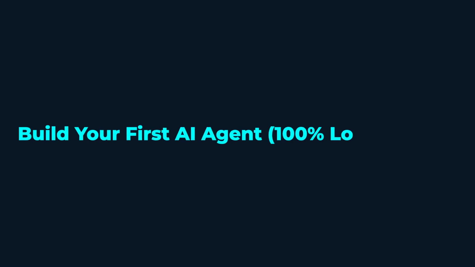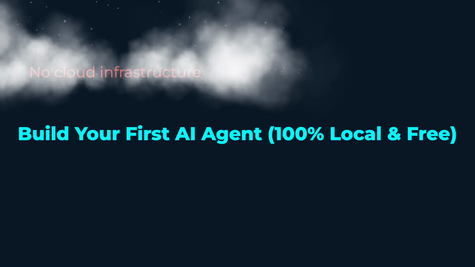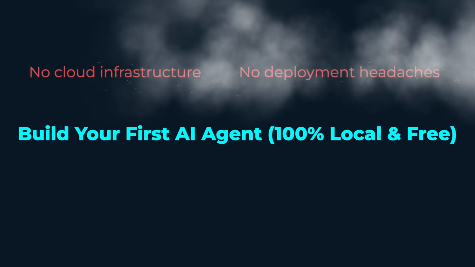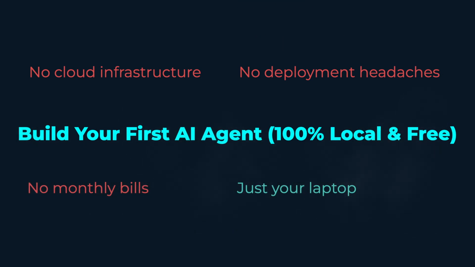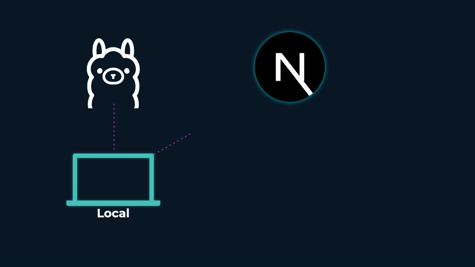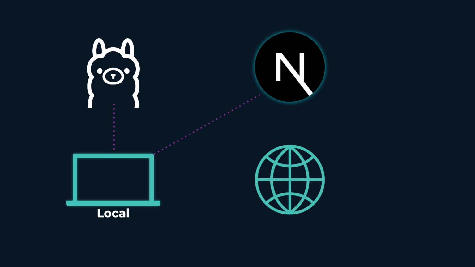What if you could build your own AI agent without paying for OpenAI APIs? No cloud infrastructure, no deployment headaches, no monthly bills, just your laptop, a local LLM, and a simple web application. In this video, I will show you how to build your first AI agent using Next.js, Ollama, and then expose it to the internet using ngrok so anyone can access it publicly. By the end of this video, you will have a working AI agent running completely on your own machine.